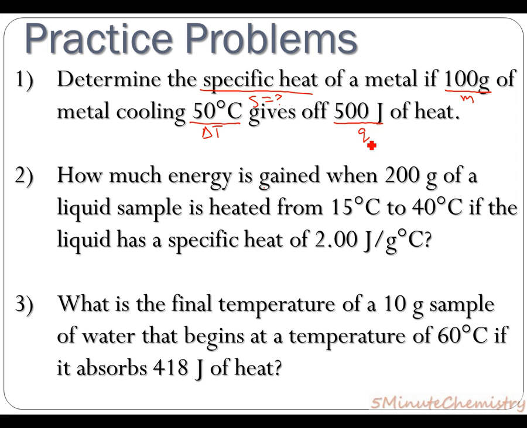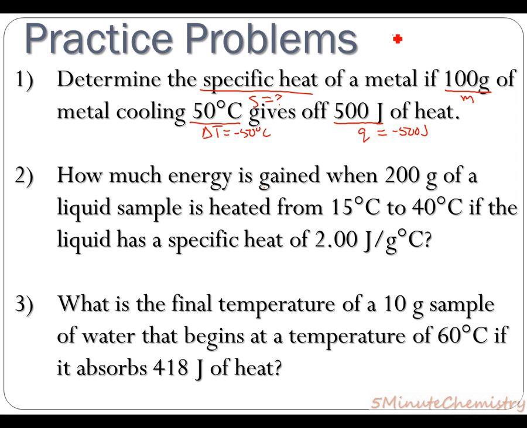That's my Q. Another thing to note in this case is the directionality of the delta T and the Q. If the metal cools, it's not going to be gaining temperature, it's going to be losing temperature. So this delta T is negative 50 C, and it gives off 500 joules, so that is going to be negative 500 joules. Okay, so there's directionality to these.